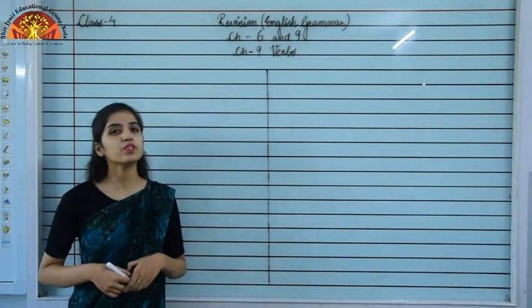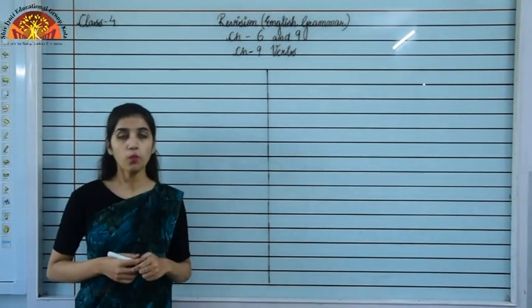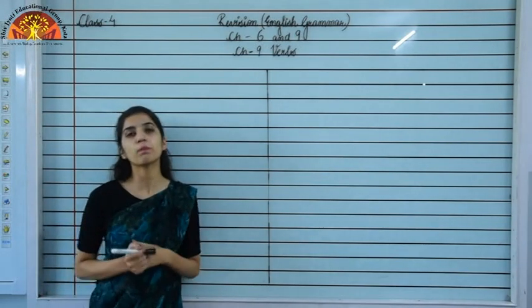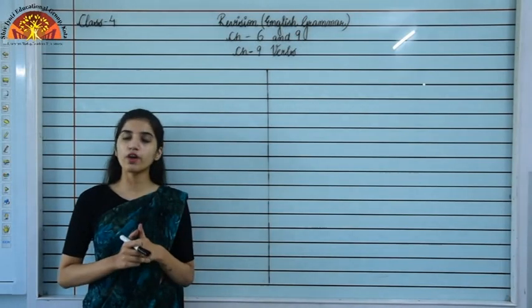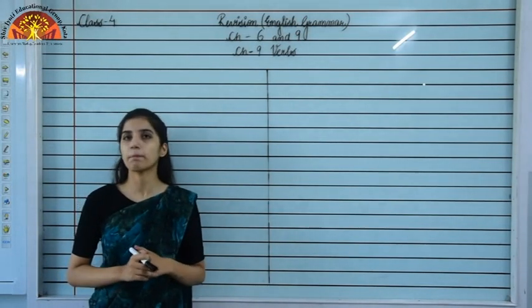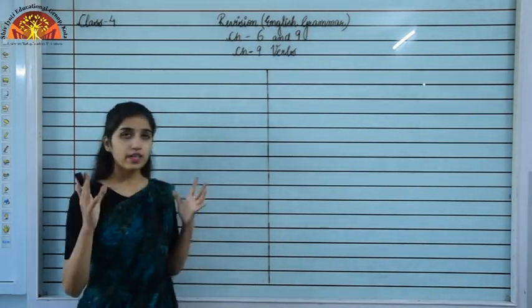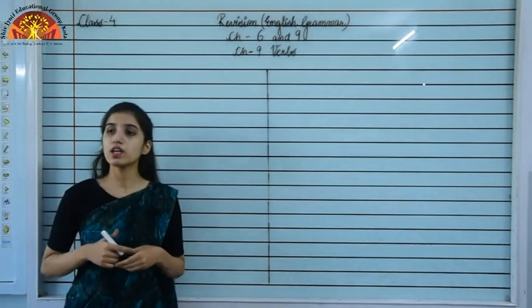Now we are going to do the revision of chapter number 9, verbs, and you can open your books to page number 41. Okay, so you can find this chapter in your book on page number 41. Okay, so let me tell you what is a verb.